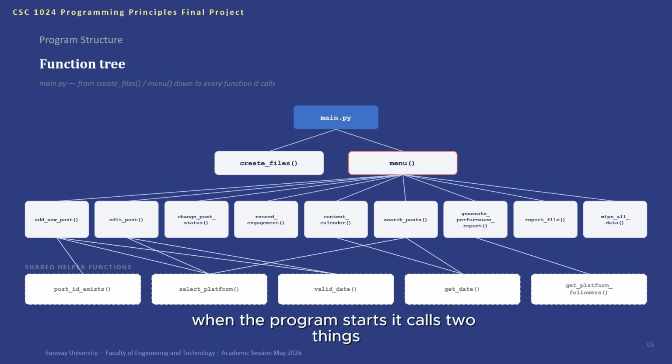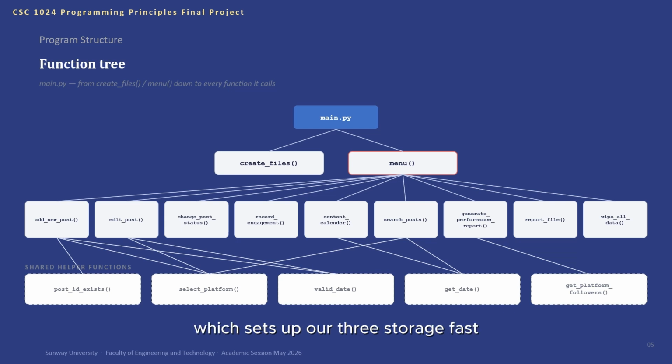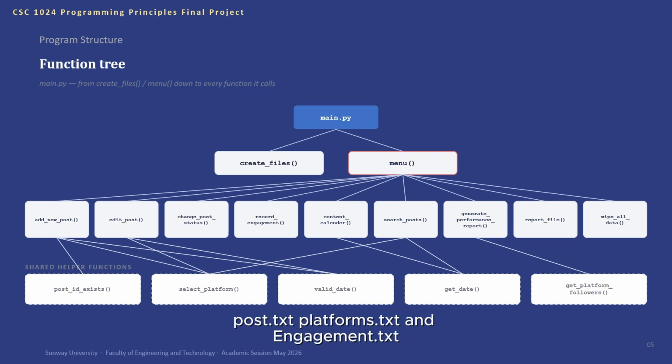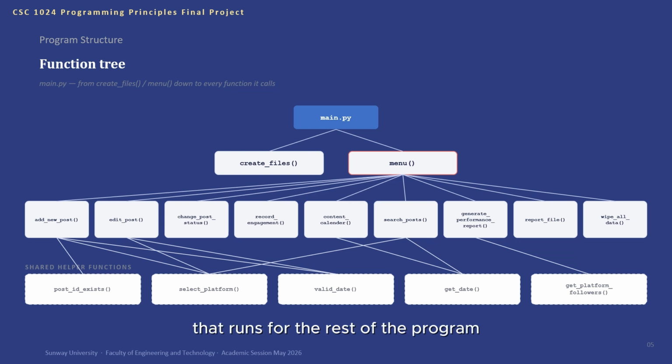When the program starts, it calls two things first: the get files function, which sets up our three storage files if they don't already exist: post.txt, platforms.txt, and engagement.txt. And second, the menu function, which is the main loop that runs for the rest of the program.